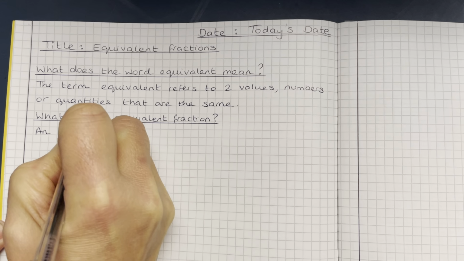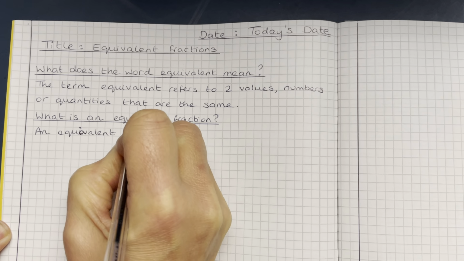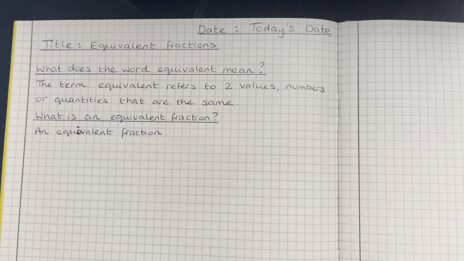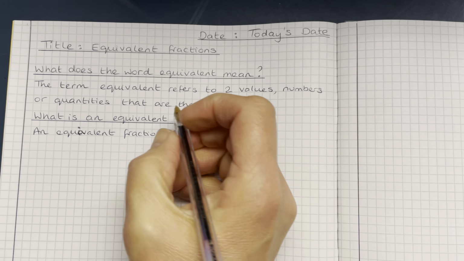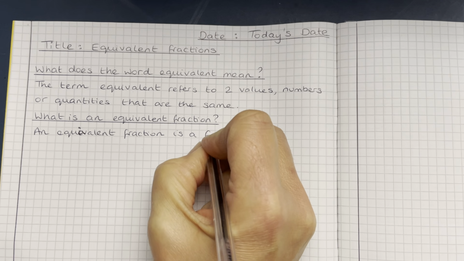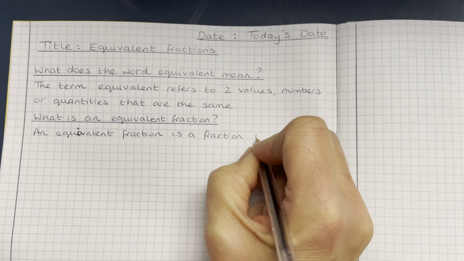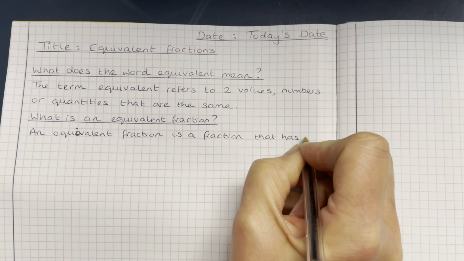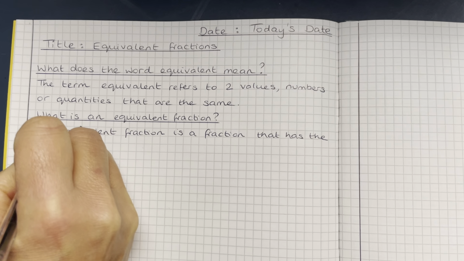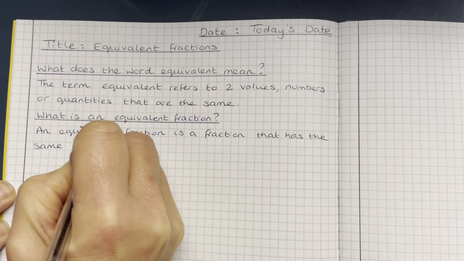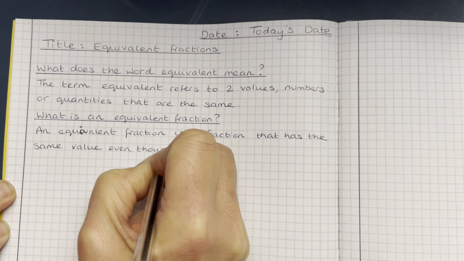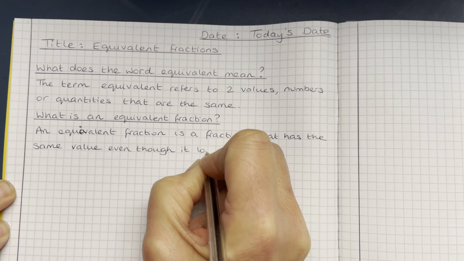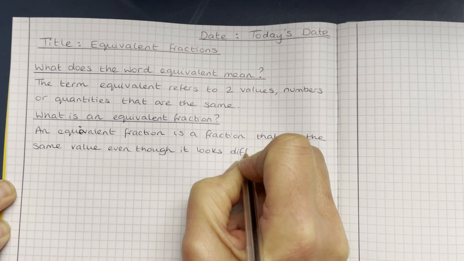Okay, so an equivalent fraction, tell me if I spelt it correctly, an equivalent fraction is a fraction that has the same value even though it looks different. So an equivalent fraction is a fraction that has the same value even though it looks different.